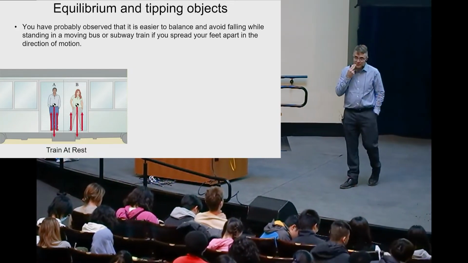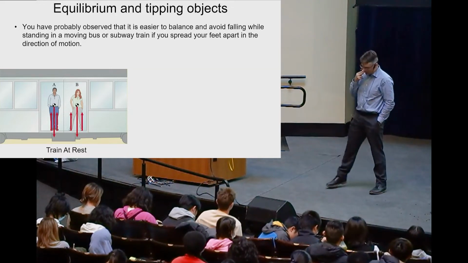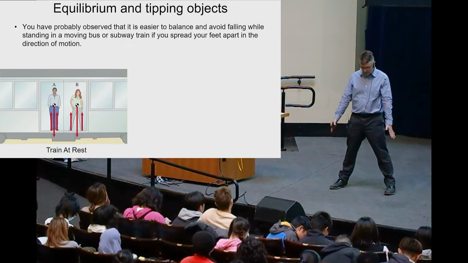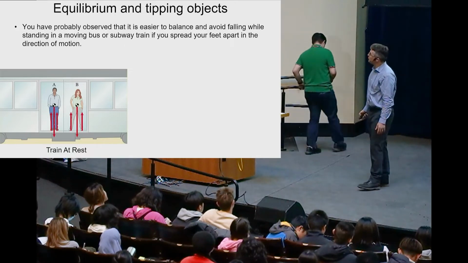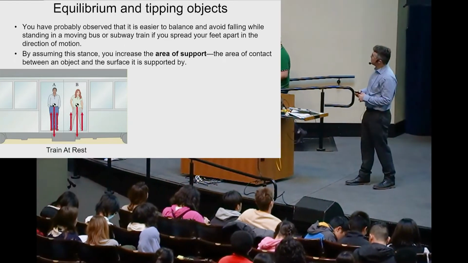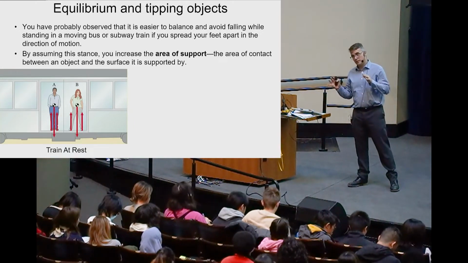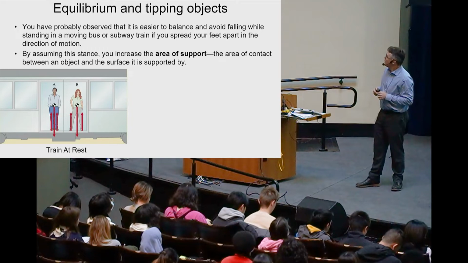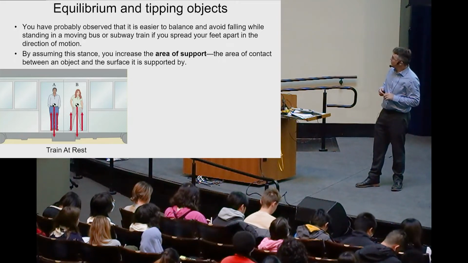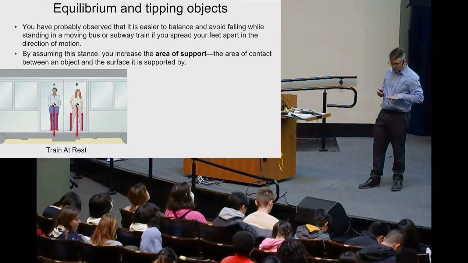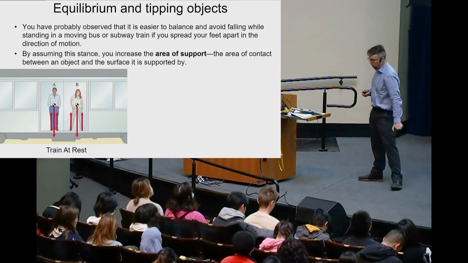You've probably observed if you're on the subway, it's easier to balance if you spread your legs and have an equilibrium which is a little bigger. By assuming this stance in the direction that the train might accelerate, either speed up or slow down, you increase what's called the area of support, the area of contact between an object and the surface that's holding you up.